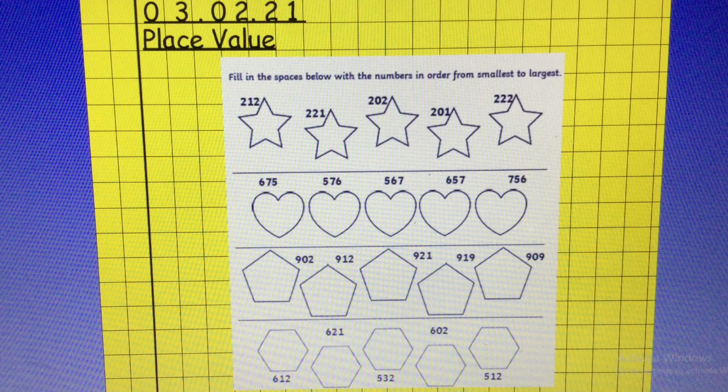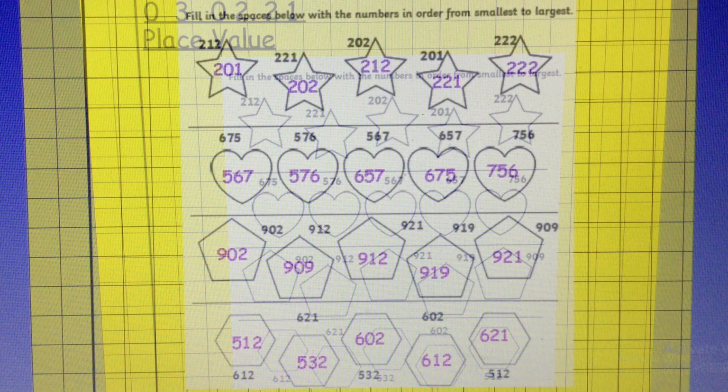And here is your place value activity for today. You need to put the numbers in order. So if you have a look at the top row of stars, you can see the numbers 212, 221, 202, 201 and 222. You need to fill in the spaces in the stars, hearts, pentagons and hexagons and put the numbers in order from smallest to largest. You don't need to draw out the shapes, you can just write these down. Pause the video now and good luck.